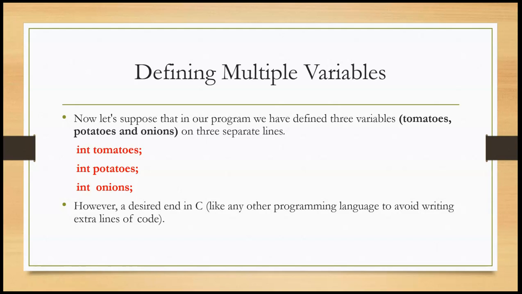Now let's suppose that in our program we have defined 3 variables: tomatoes, potatoes, and onions on 3 separate lines. The first line is int tomatoes followed by semicolon. The second line is int potatoes followed by semicolon. And the third line is int onions followed by semicolon. However, a desired end in C, just like any other programming language, is to avoid writing extra lines of code. We can get around this problem by defining multiple variables in a single statement.